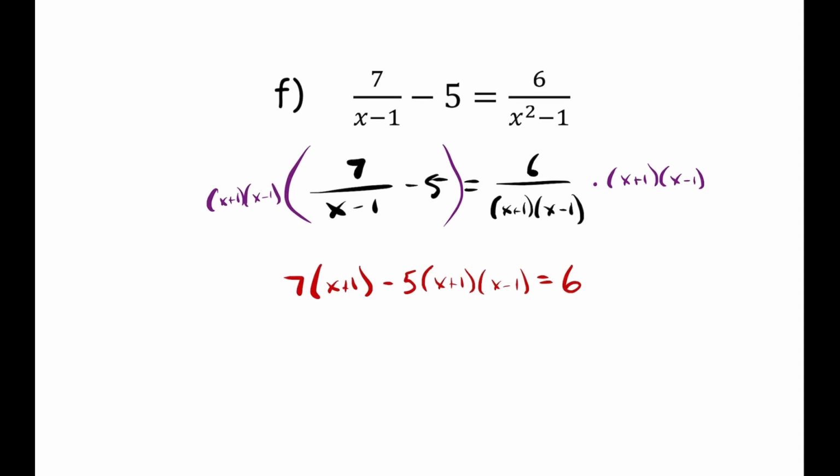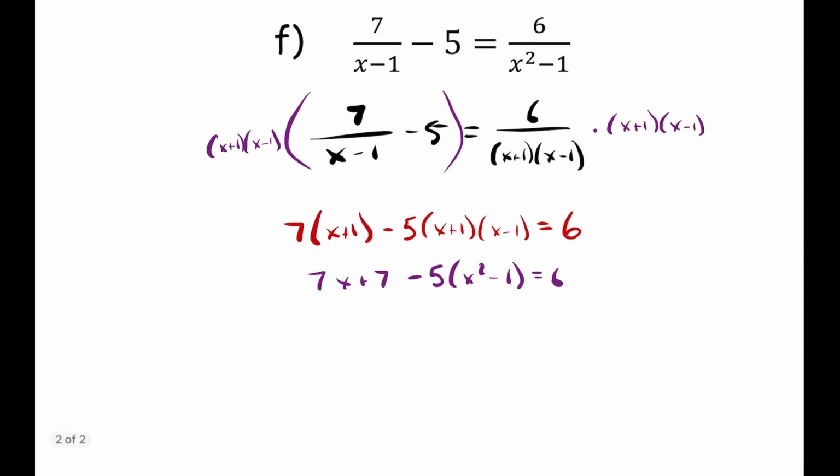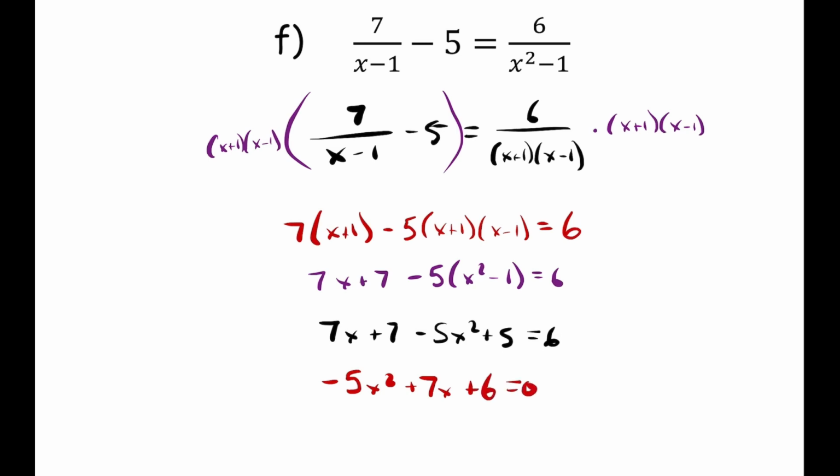Now, we'll go ahead and simplify this, do our distribution: 7x plus 7 minus 5 times x squared minus 1 equals 6. Another step of distribution here: 7x plus 7 minus 5x squared plus 5 equals 6. Okay, we have an x squared term and an x term, so we're going to set this equal to 0, solving this trinomial. So we get negative 5x squared plus 7x plus 6 equals 0.